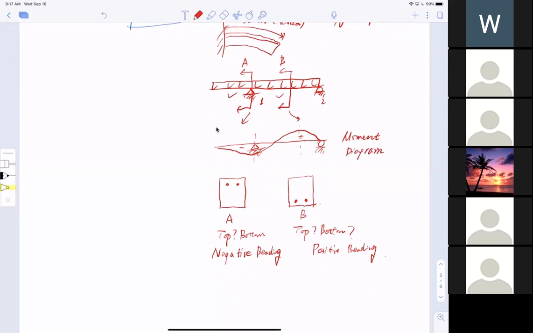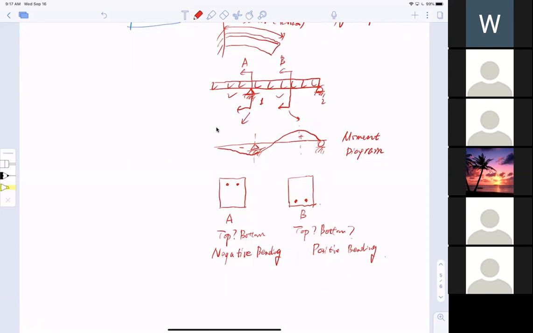To differentiate, is it positive bending or negative bending, and put your bar in the corresponding location. Every time you want to judge which side you're going to put your bars on, take a look at the moment diagram.